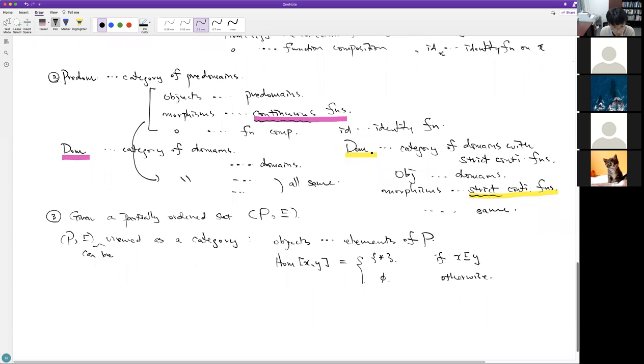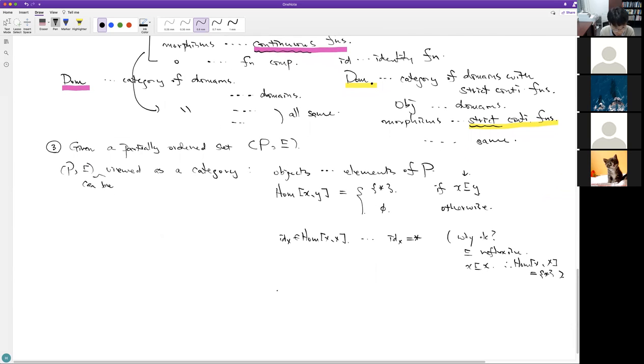Then now we have what's going to be the identity. The identity should be an element in Hom(x, x). So id_x is equal to star, because the order relation is reflexive. Why is this possible? Because the order is reflexive, so x is less than or equal to x. Therefore, Hom(x, x) is a singleton set. So that's why we can put it like this.